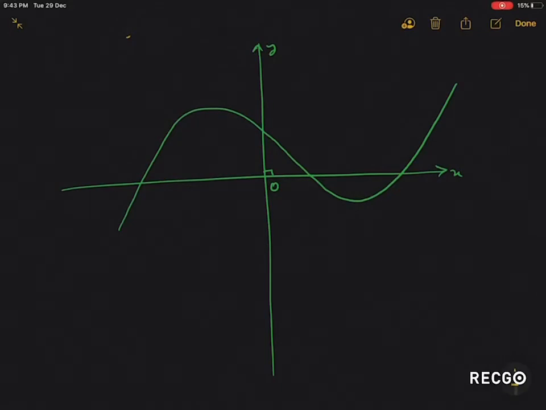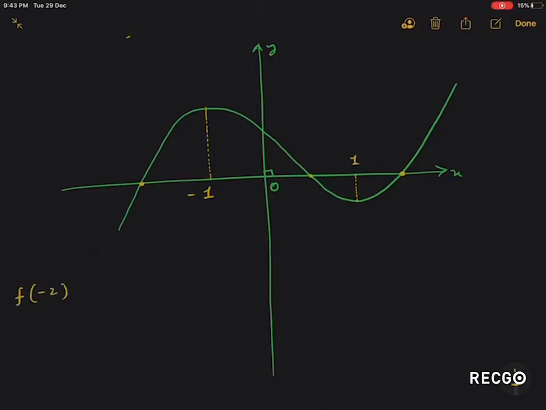So let us mark the coordinates. At minus 1 it is attaining maxima, at 1 it is attaining minima. So minus 1 and 1 there. And you can see from the graph of this cubic polynomial that there are actually 3 roots of f of x is equal to 0.